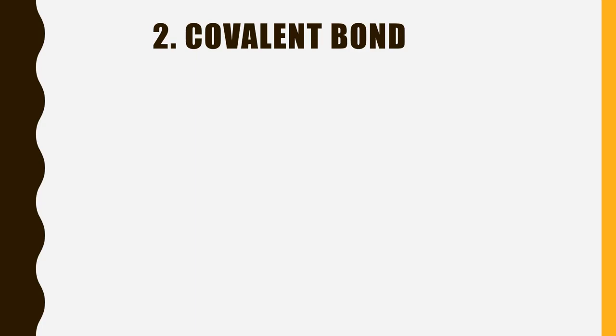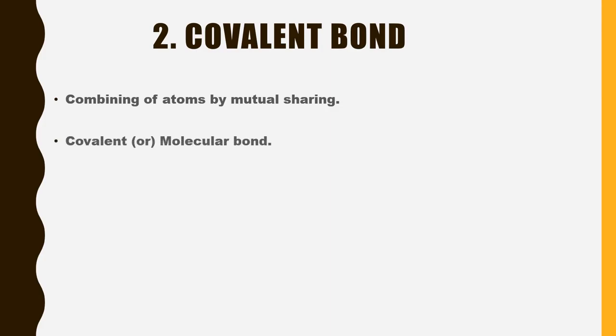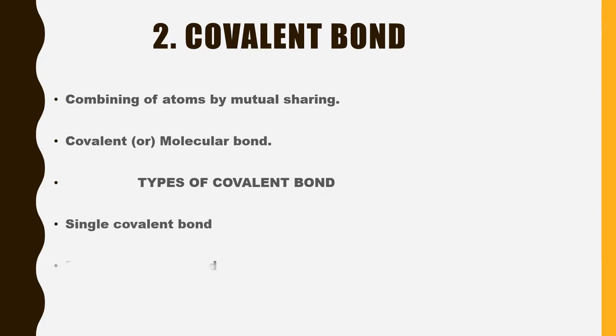Second type of bonding is covalent bond. In covalent bond, atoms combine by mutual sharing. That's why we call this a covalent or molecular bond. We have types of covalent bond: single covalent bond, double covalent bond, and triple covalent bond. We will discuss these bonds briefly.